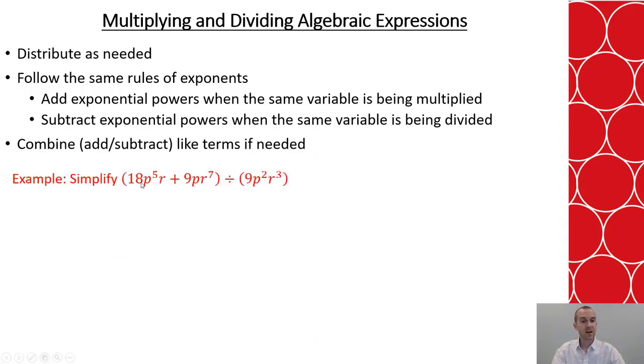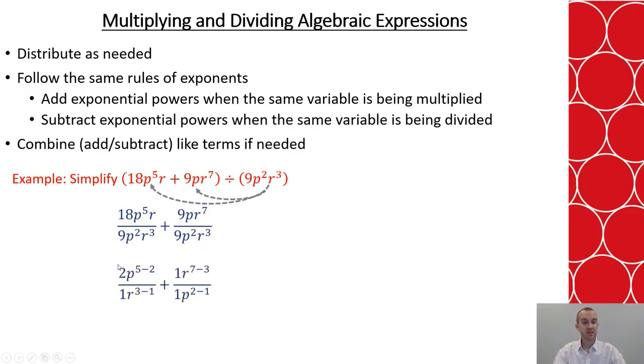Now what if I had an expression where it's 18p to the 5th r plus 9pr to the 7th, that quantity divided by a monomial, 9p squared r cubed? I can distribute that division to both terms inside that polynomial and simplify them separately. So this would become 18p to the 5th r divided by the 9p squared r cubed, and then the 9pr to the 7th divided by 9p squared r cubed. And I can then simplify individually.